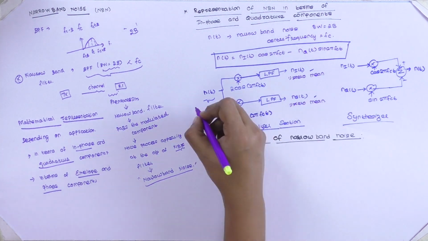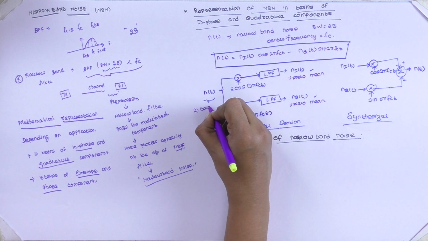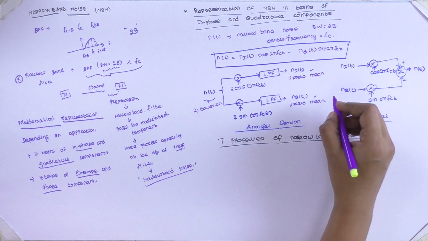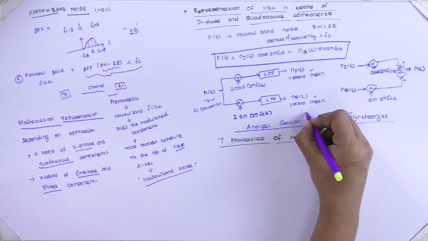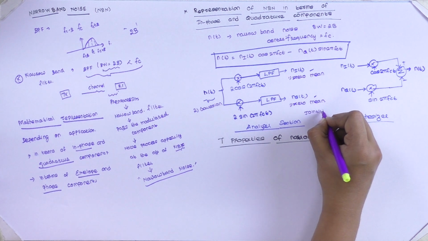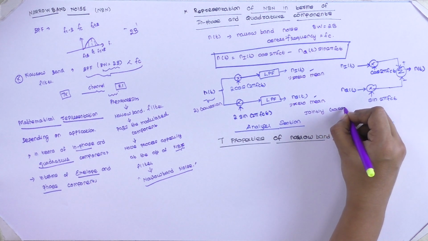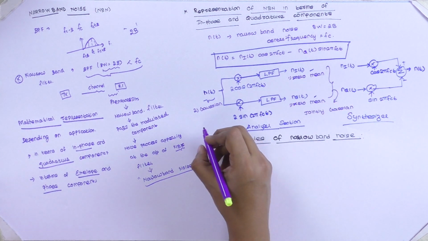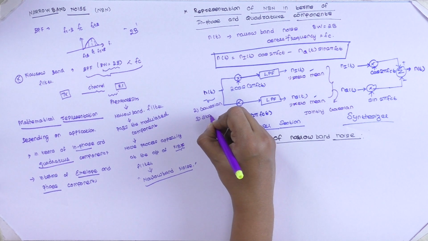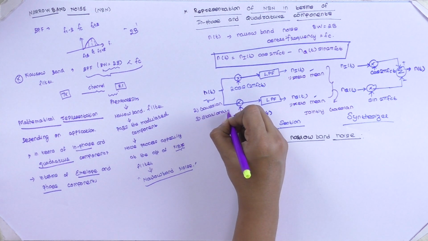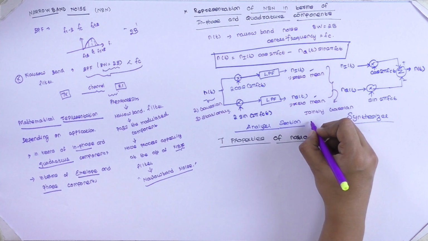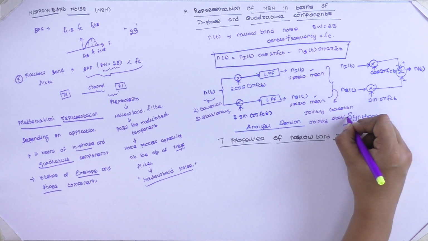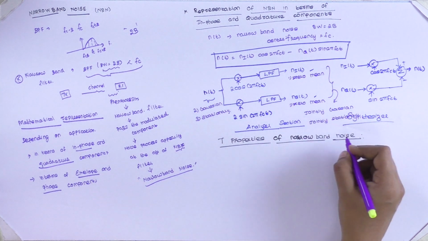And what is the second property? If N of t is Gaussian, then Ni of t and Nq of t are both referred to as jointly Gaussian. What if N of t is stationary? If N of t is stationary, then Ni of t and Nq of t are jointly stationary. This is the third point.